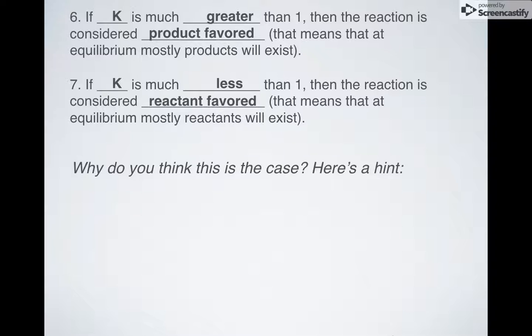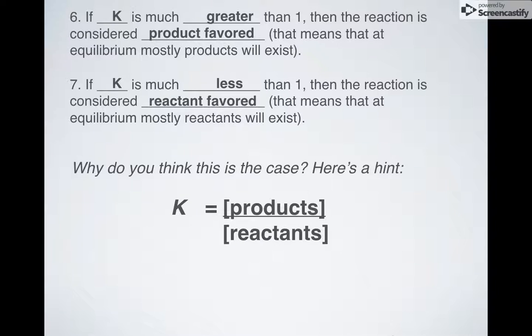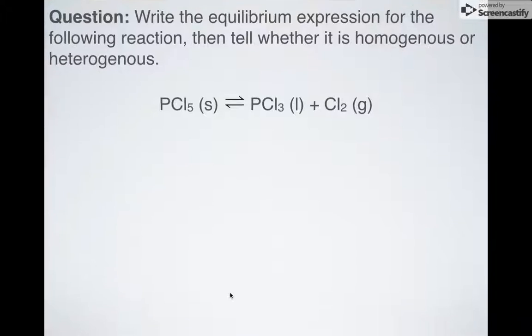Why do you think that's the case? Any idea? Answer. K is products over reactants. So picture this. If this is a large number and this is a small number, K is going to be large. That means it's product favored. There are mostly products. On the other hand, what if this is a large number and this is a small number? Small over large number, this is going to be a really small number then, and that means there are mostly reactants.